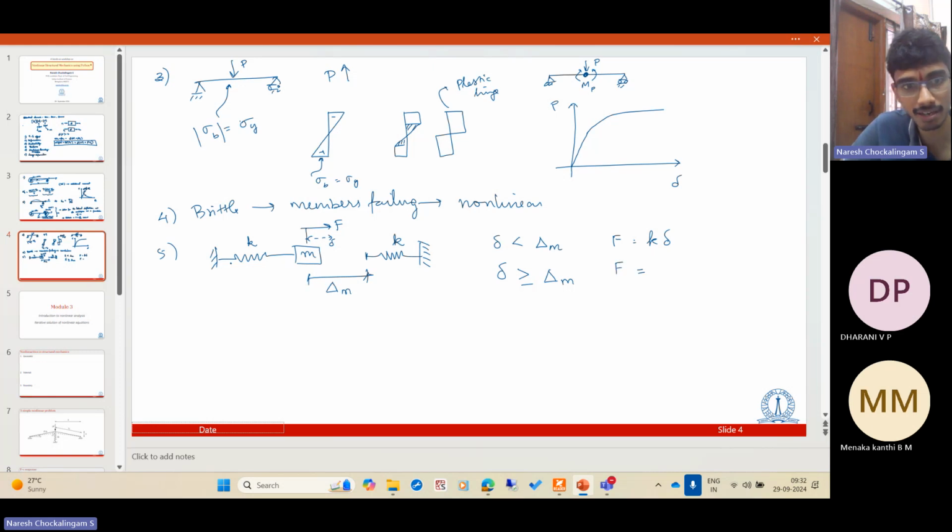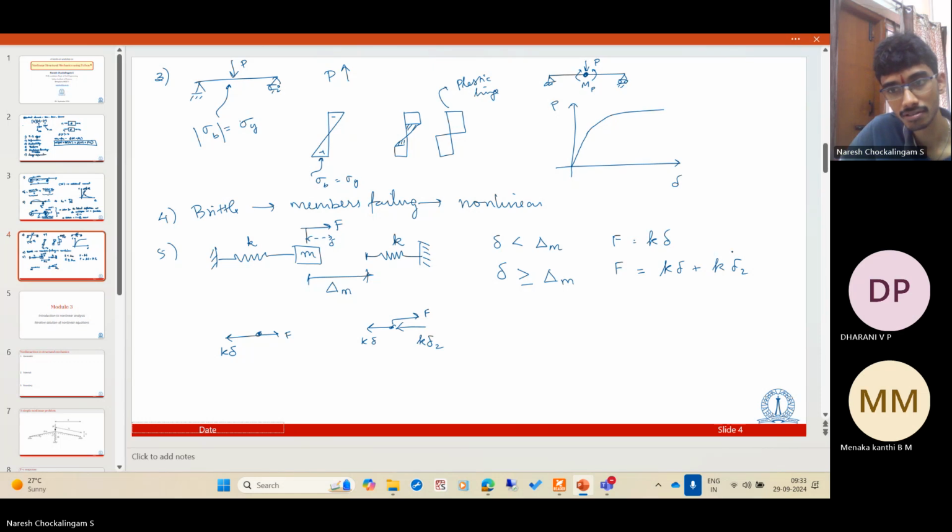What is the internal force? So if you draw a free body diagram, before this mass contacts this part, it is only a force K delta here. But after this mass contacts it, you have a K delta by this spring. You have something here. Let us call it K delta 2, where delta 2 is the compression of this spring. And you have a net force F right here. So here it is some K delta plus K delta 2. What is delta 2? Delta 2 is just delta minus capital delta M, if you see.